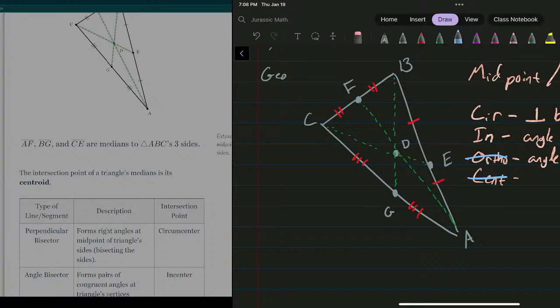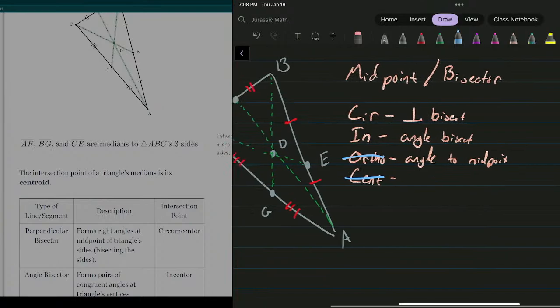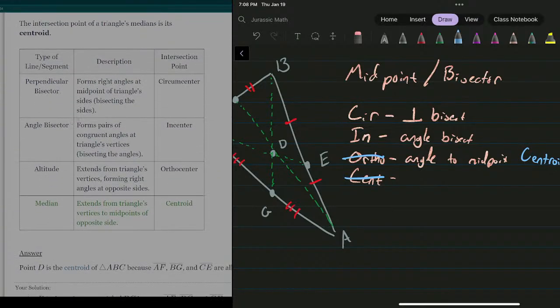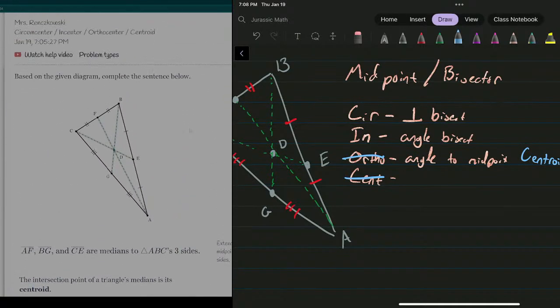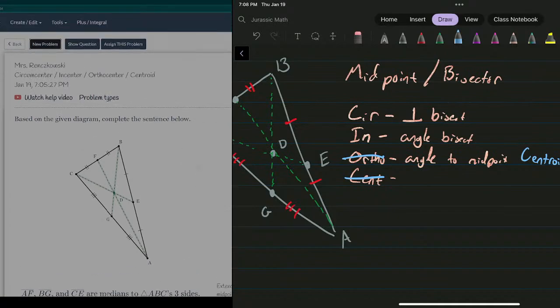And that's why I said I dislike these a lot in class. So angle to midpoint is the centroid, not the orthocenter. Orthocenter is the altitudes. So I do mess up from time to time. It happens. All right. Luckily, that was the hardest part of geometry's homework.